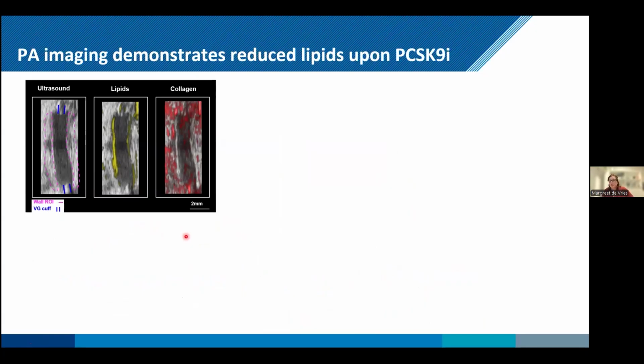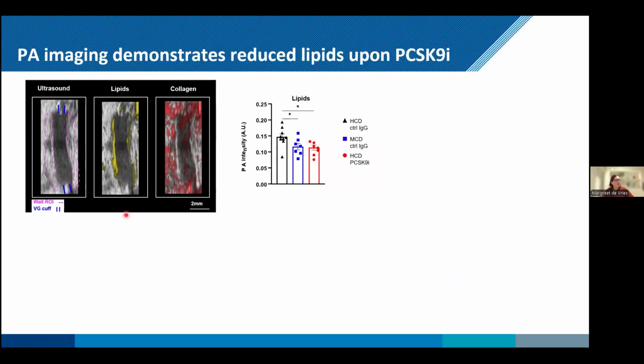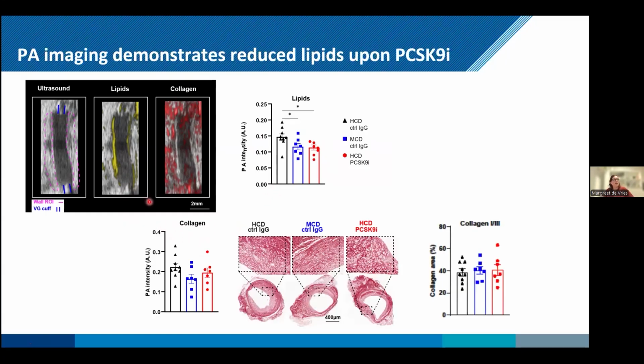But what about the lesion composition? So we used the photoacoustic imaging to look at the lipid profiles and the collagen profiles in these mice at the end point, and we saw with the photoacoustic imaging that we have a reduction of lipids upon PCSK9 inhibition comparable to the mild cholesterol diet group. And we didn't see much differences on collagen levels, which we could confirm with histology.